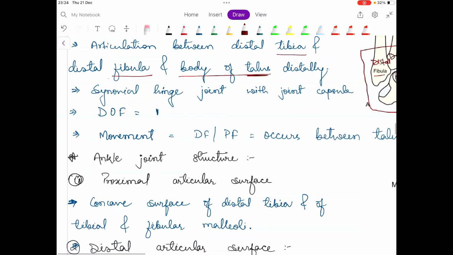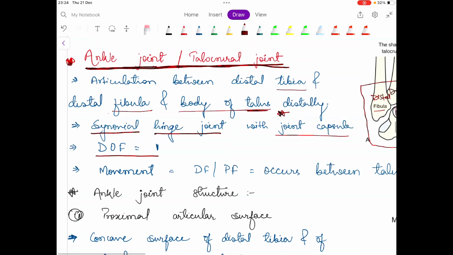Now let's talk about the type of the joint. Okay, basically the type of the joint. So the ankle joint is a type of synovial hinge joint with one joint capsule. We will deal with this joint capsule later on, so don't worry about it. Also the degree of freedom is 1. So that means that the movement which occurs in the ankle joint occurs in only one plane.